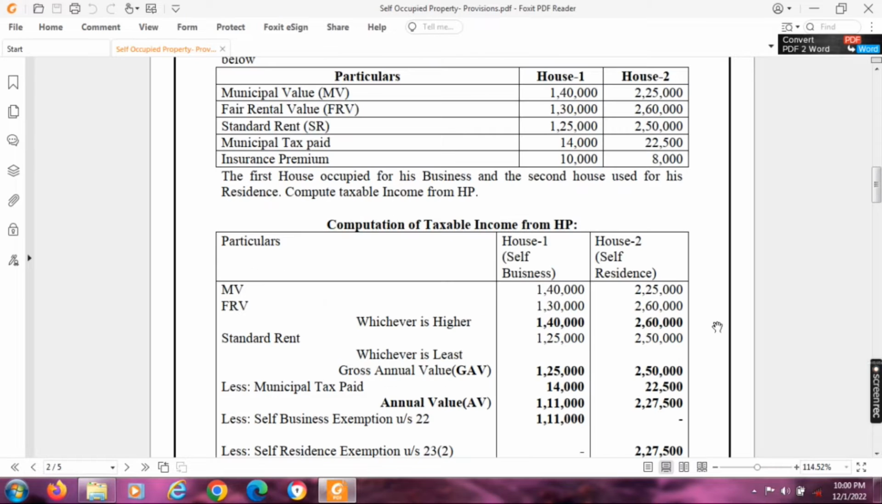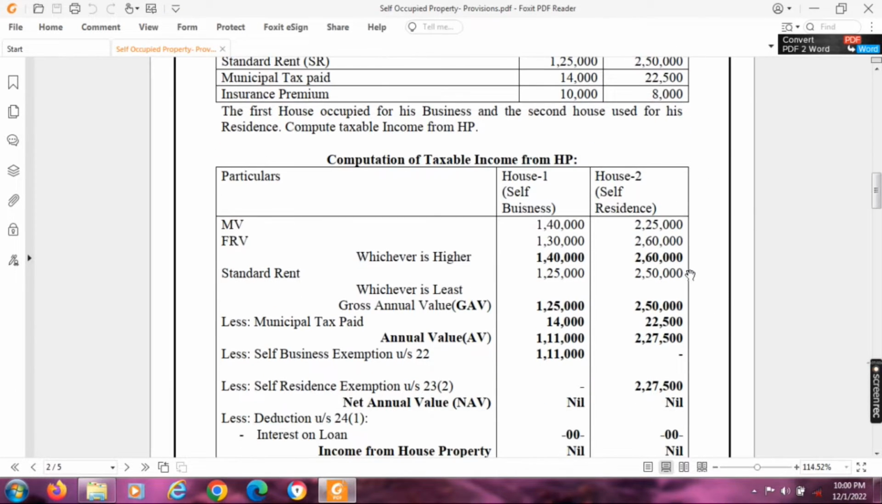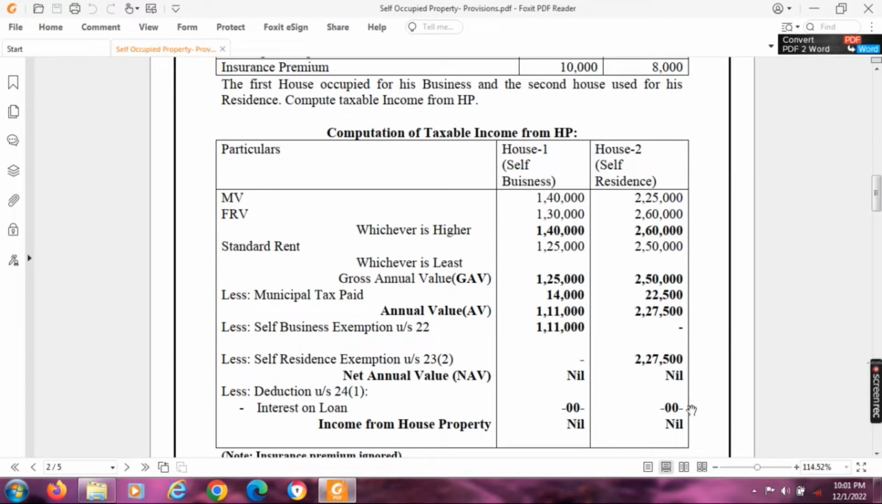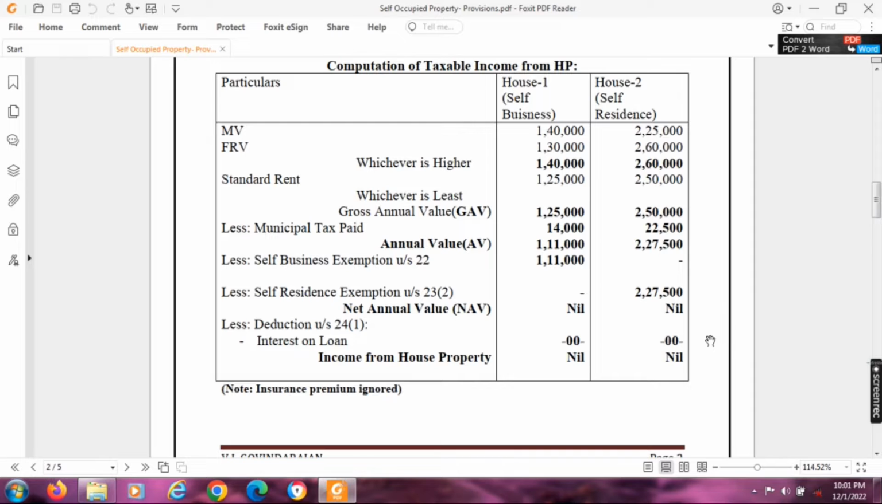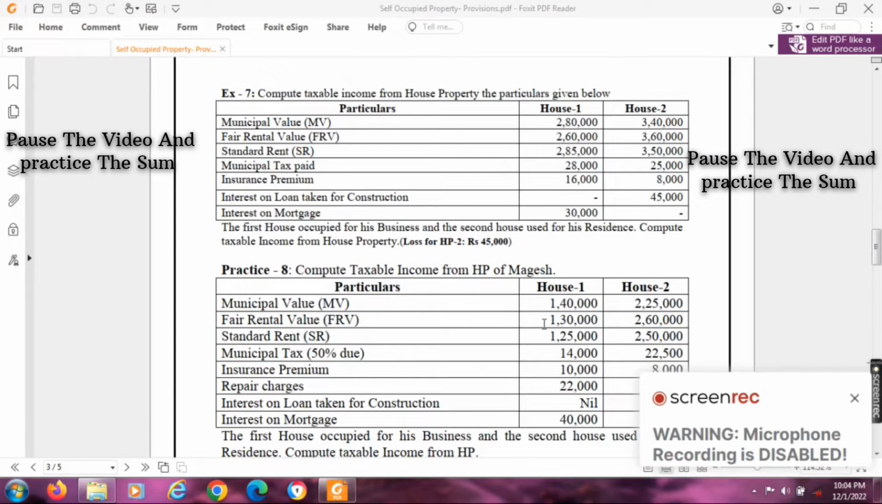In this problem, municipal tax was adjusted, but only the insurance premium is given, with no information about interest on loan. Interest on loan is allowed as a deduction only for self-occupied properties. In this problem, there is no interest on loan, so income from house property will be nil for both the houses. Here, insurance premium is ignored. In the same pattern, the listeners can practice exercise 7.